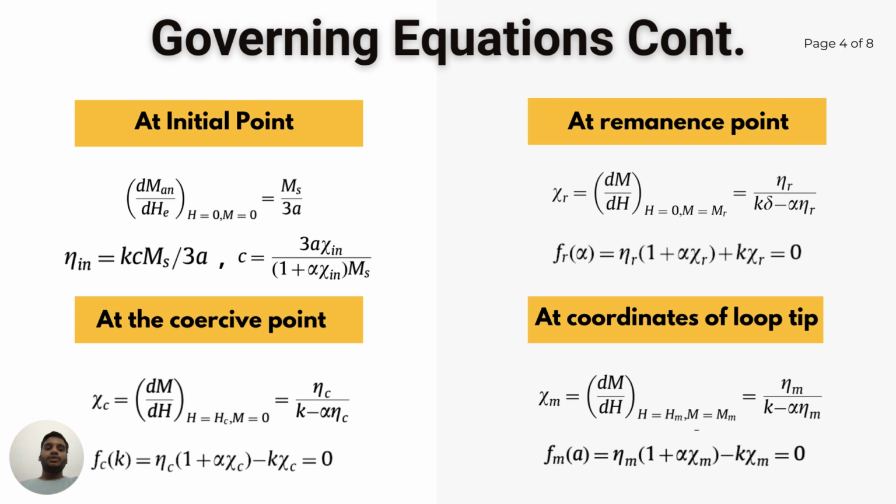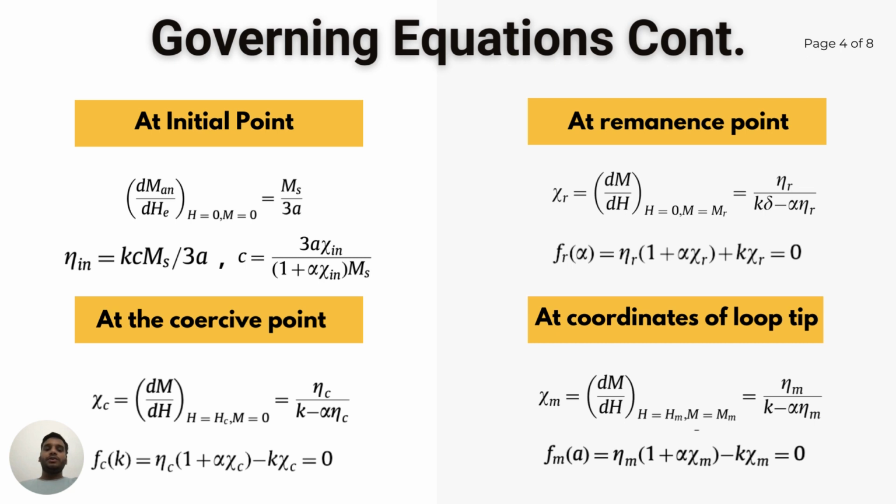We take H equal to 0, M equal to 0 at the initial point, so we find the initial chi value, and the parameter c equals 3a chi initial divided by 1 plus alpha chi initial into Ms. So at the initial point we find one parameter, and for the other three parameters we take different values of H and M. At the remanence point we can take H equal to 0, M equal to Mr, so we find the first nonlinear equation in terms of the alpha parameter. Second, at the coercive point we can take H equal to Hc and M equal to 0, and we find the second nonlinear equation in terms of k.